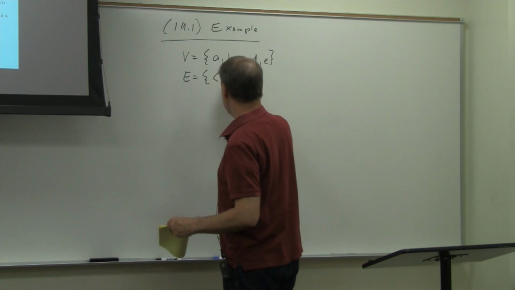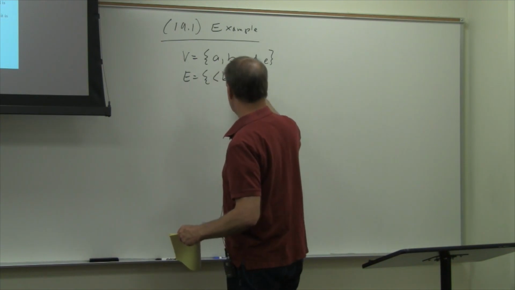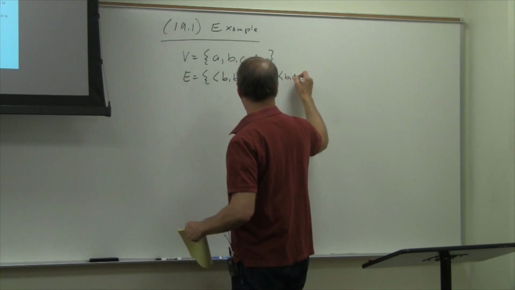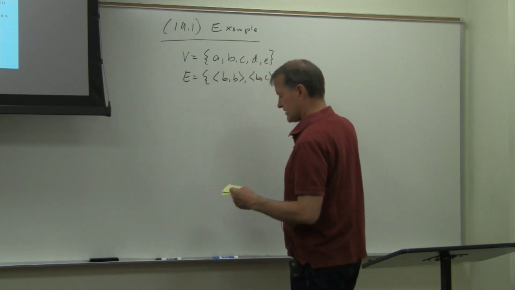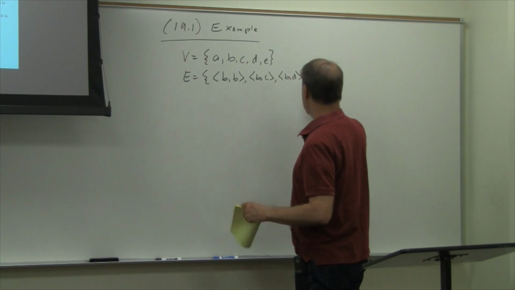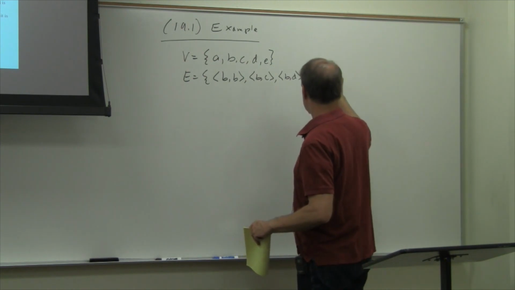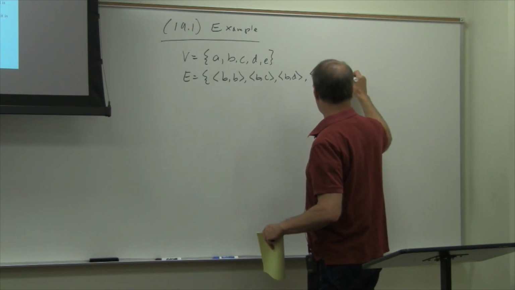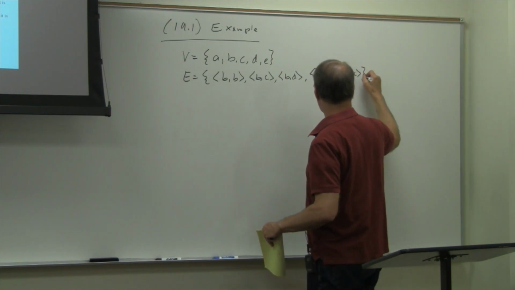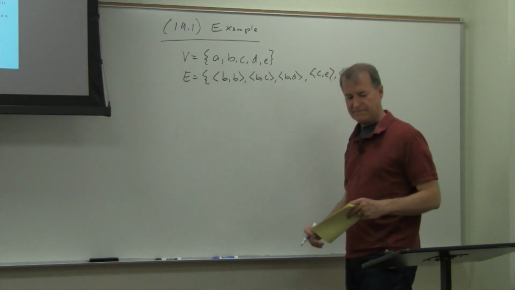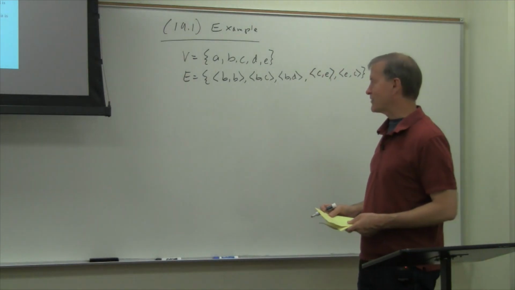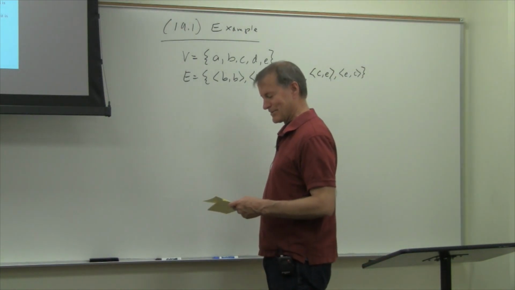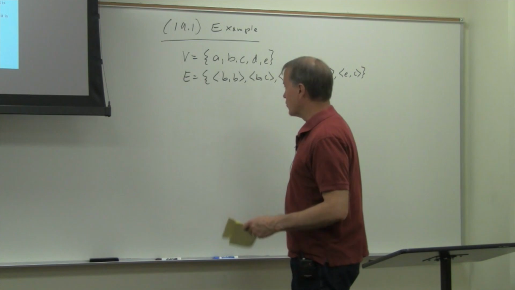BB, BC, BD, CE, EC. Oh yeah, nice. I'm glad that you are instinctively classifying what kind of a relation this is.